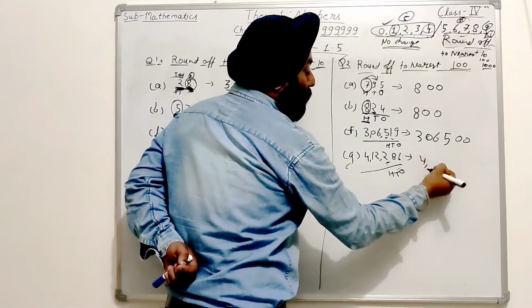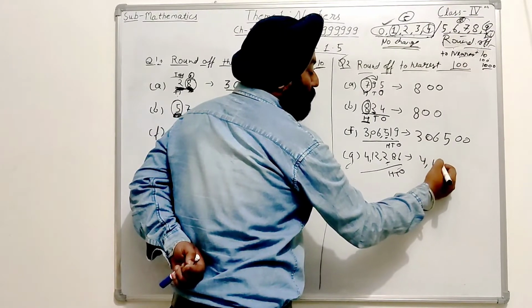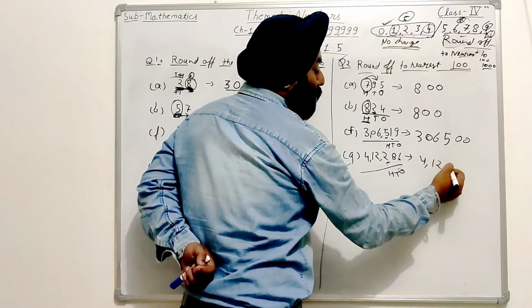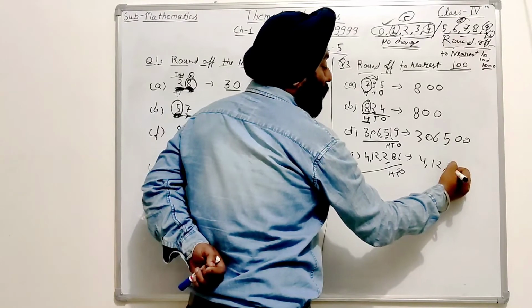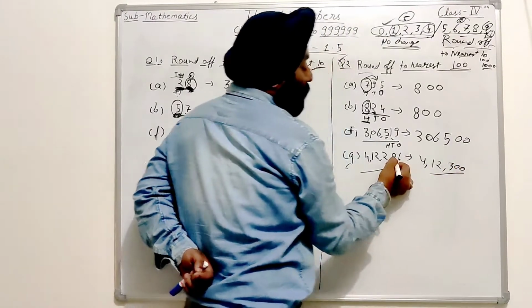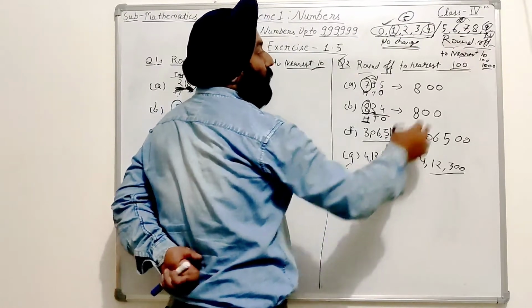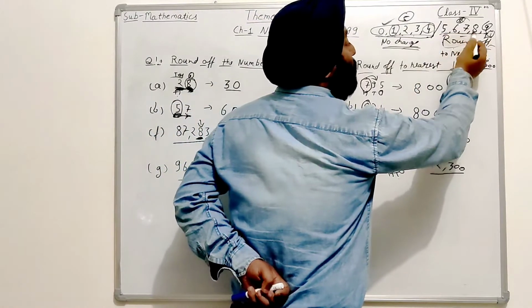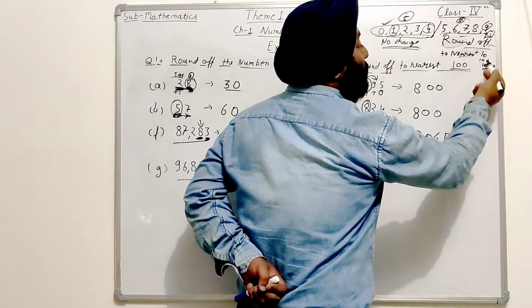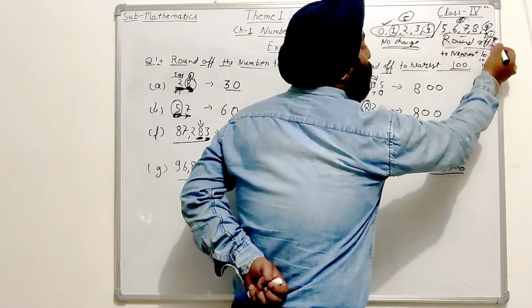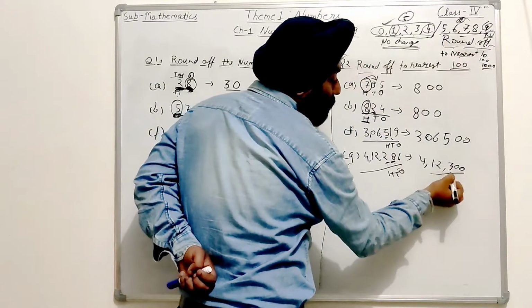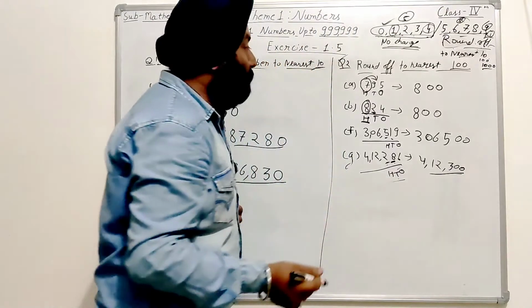So 4,130 is the answer, because the number on the tens place is 8, and 8 comes in the category of 5, 6, 7, 8, 9. When rounding off to the nearest 10, 100 or 1000, we have to add 1. So that's all.